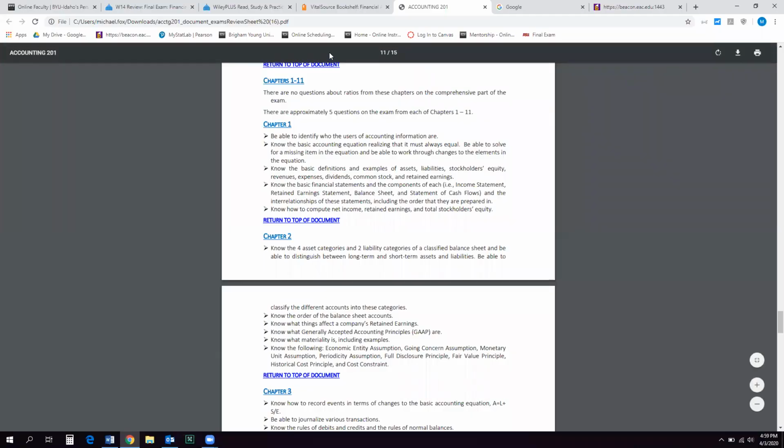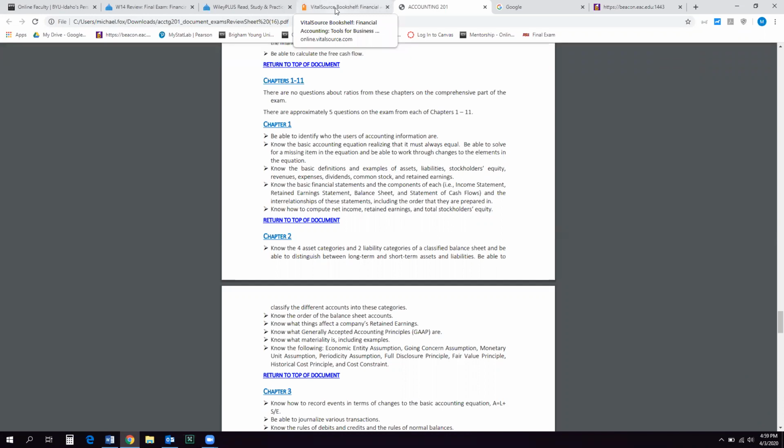All right, so I took a moment to find the pages for chapter 2 in the book to show you a couple things. So the first bullet point under chapter 2 is to know the 4 asset categories and the 2 liability categories of the classified balance sheet. So I just wanted to show you in the book. And it says, be able to distinguish between long-term and short-term assets and liabilities, and be able to classify the different accounts into these categories.